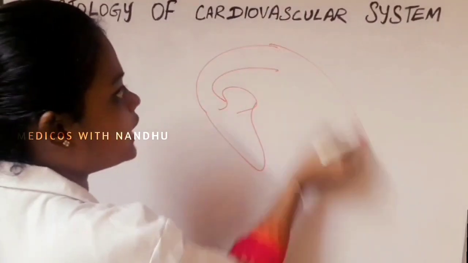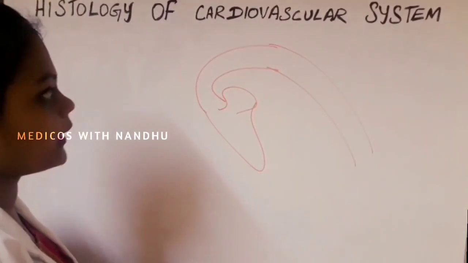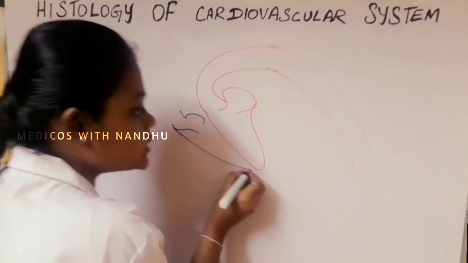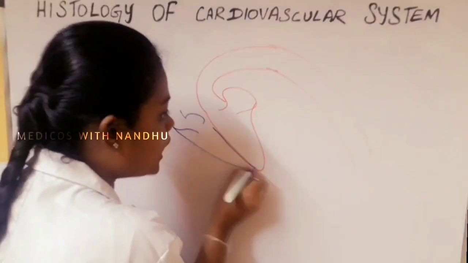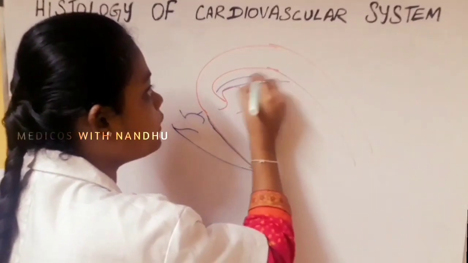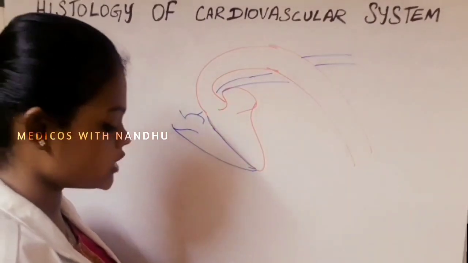So the main function of the heart will be pumping of the blood. And also it transports the nutrients, hormones, and enzymes. And it also maintains the body temperature.